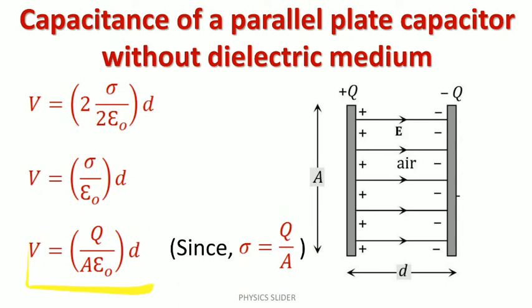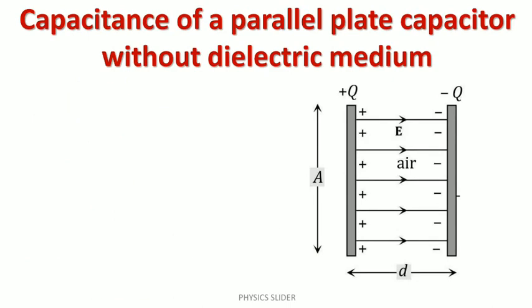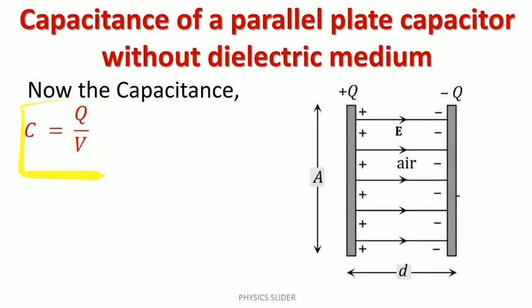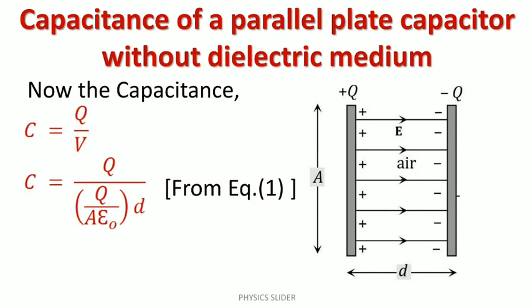With the help of this V, we can calculate the capacitance. Watch here. Take this as equation 1 and apply the formula. The capacitance C is equal to Q upon V. In this formula, we will put the value of V from equation 1, which is Q upon A epsilon naught into D. Now this Q will be cancelled by that Q, and we will get A epsilon naught in the numerator, and C is equal to A epsilon naught upon D. This is the expression for the capacitance of a parallel plate capacitor without dielectric medium.